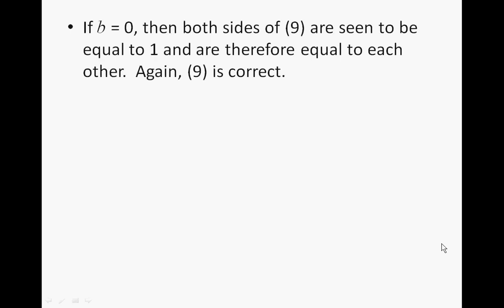But what if b is 0? Well, then that means, again, the opposite of 0 is 0, so that doesn't change anything. And therefore, we have x raised to a power of 0, which is 1. And both left and right sides of the equation are 1. So again, this works. And equation 9 is correct.